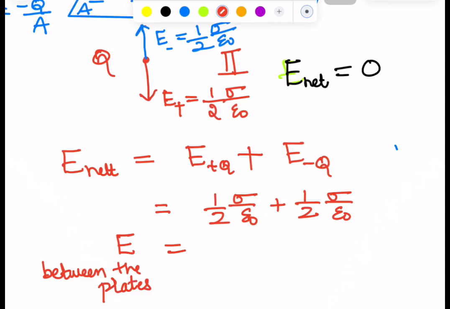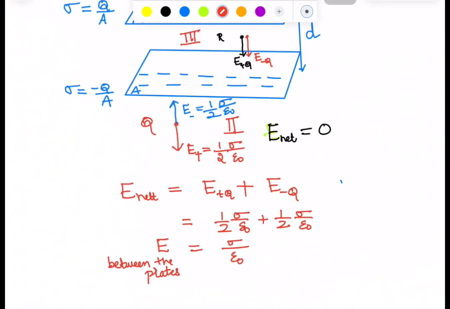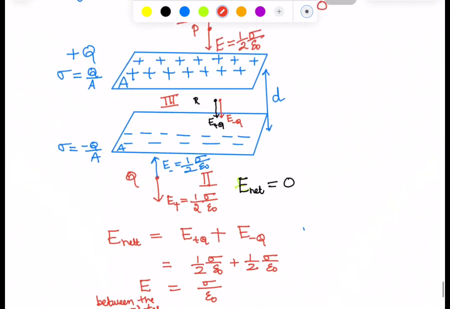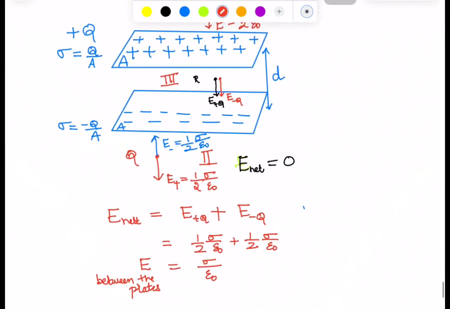Electric field between the plates is given by just sigma by epsilon naught. Yeah, so this is the important stage in the derivation of the expression for capacitance of a parallel plate capacitor. This is just the explanation. For the derivation, let's use the different simplified diagrams and all the information that we have learned so far.